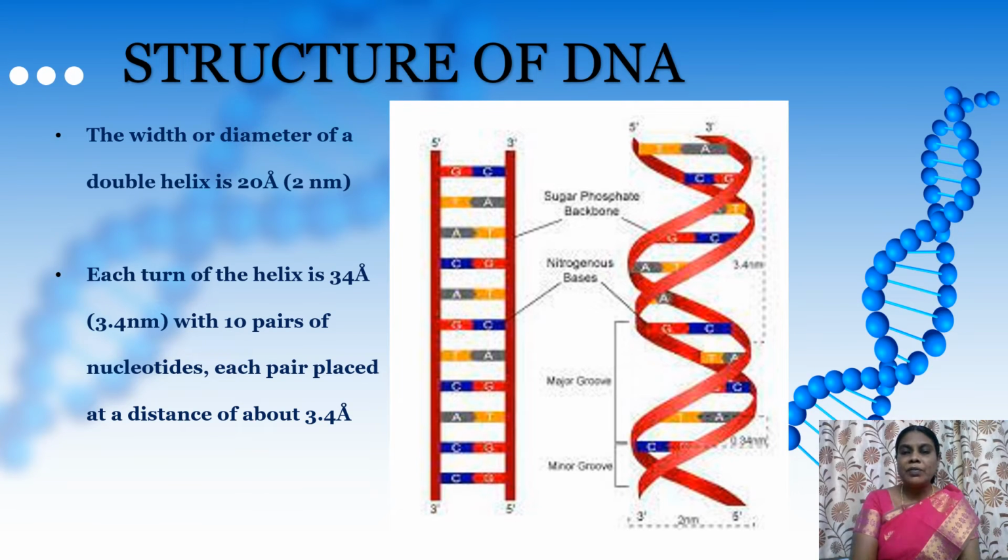Again, when we talk in detail about the structure of DNA, the width or the diameter of the double helical structure is 20 Angstrom, which we can also say as 2 nanometer. Each turn of the helix is 34 Angstrom, that is 3.4 nanometer, with 10 pairs of nucleotides. Each pair is placed at a distance of about 3.4 Angstrom.